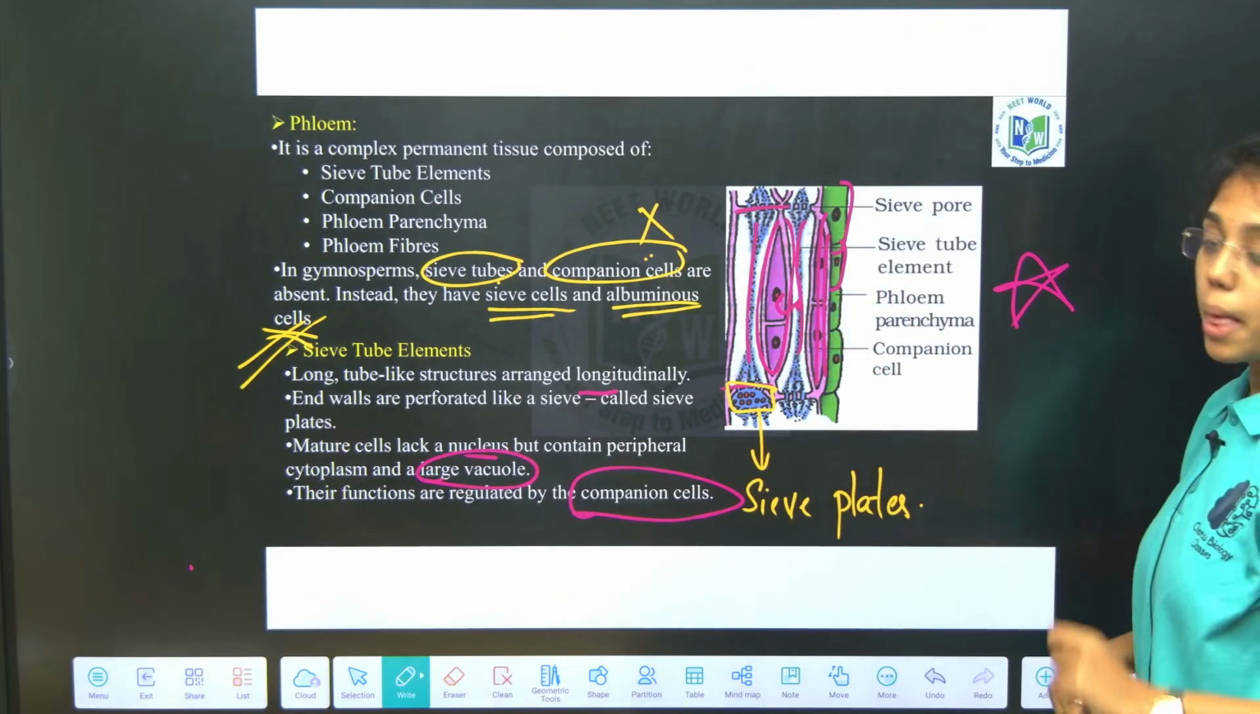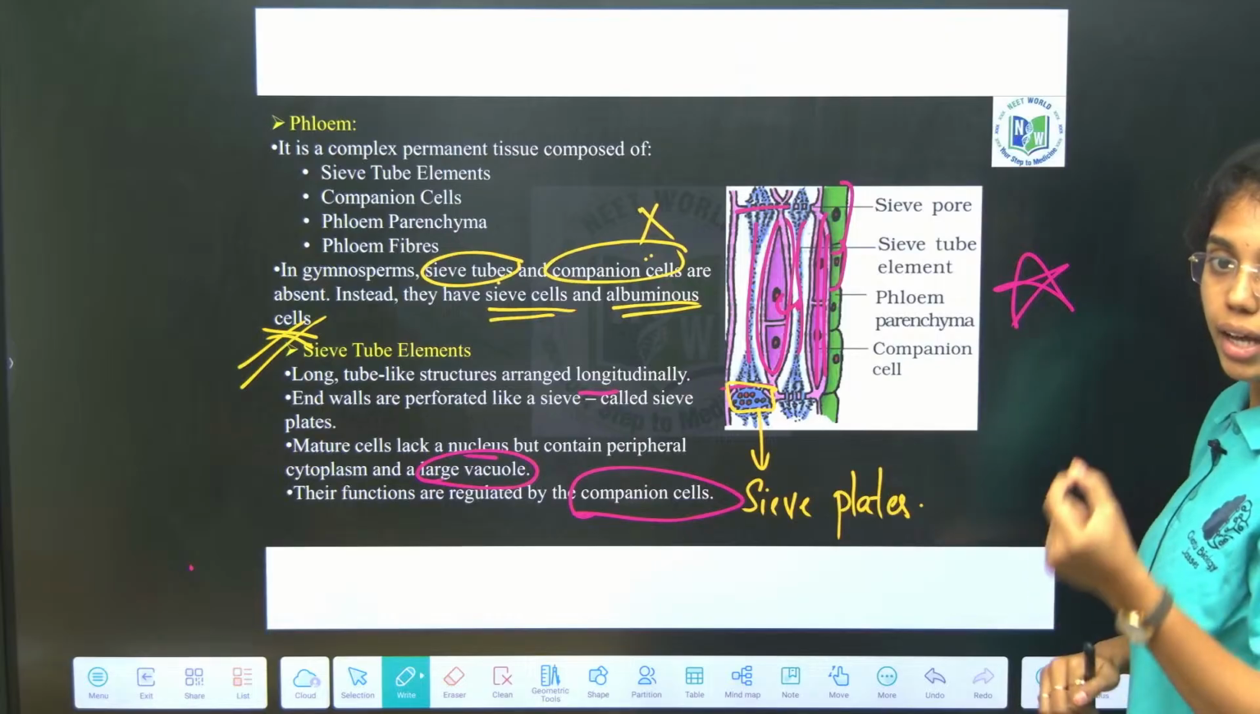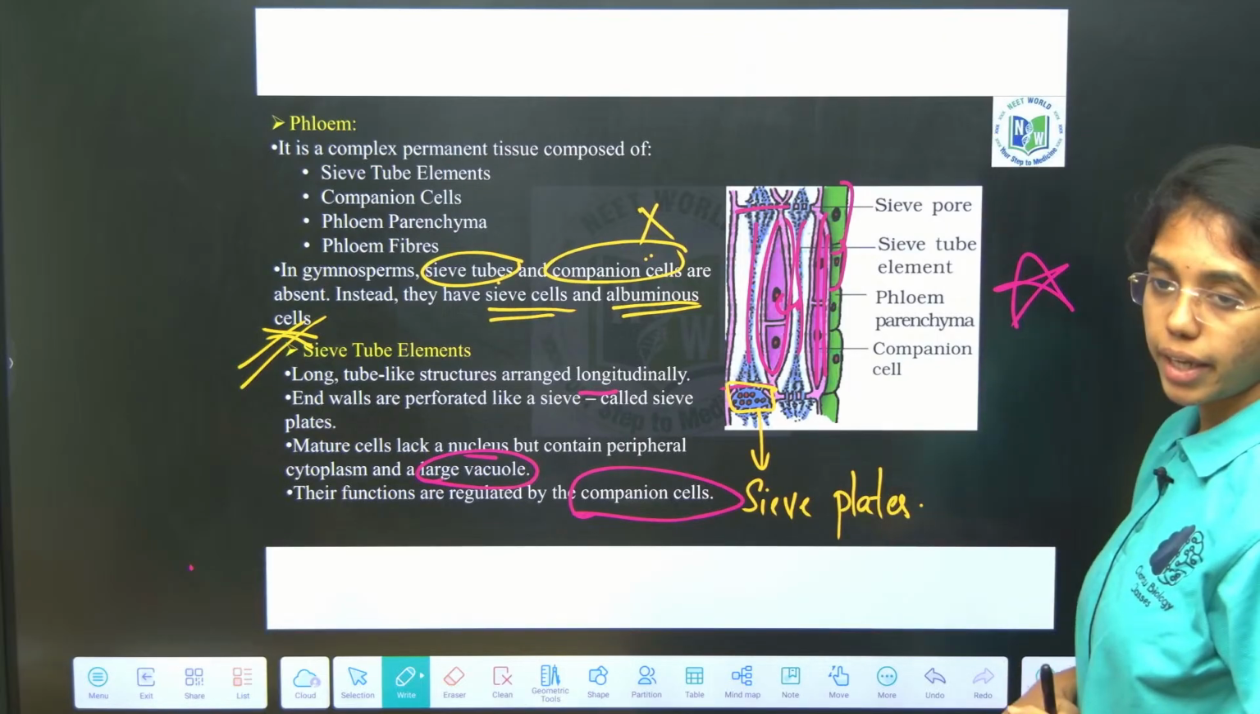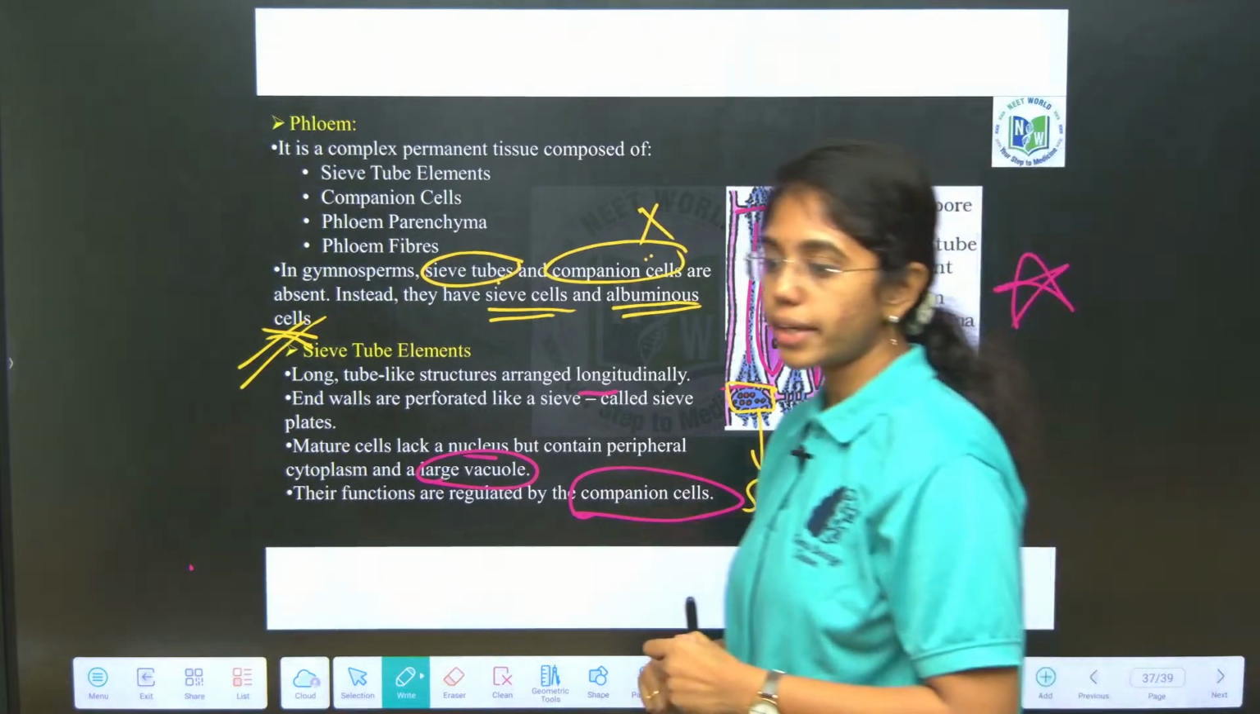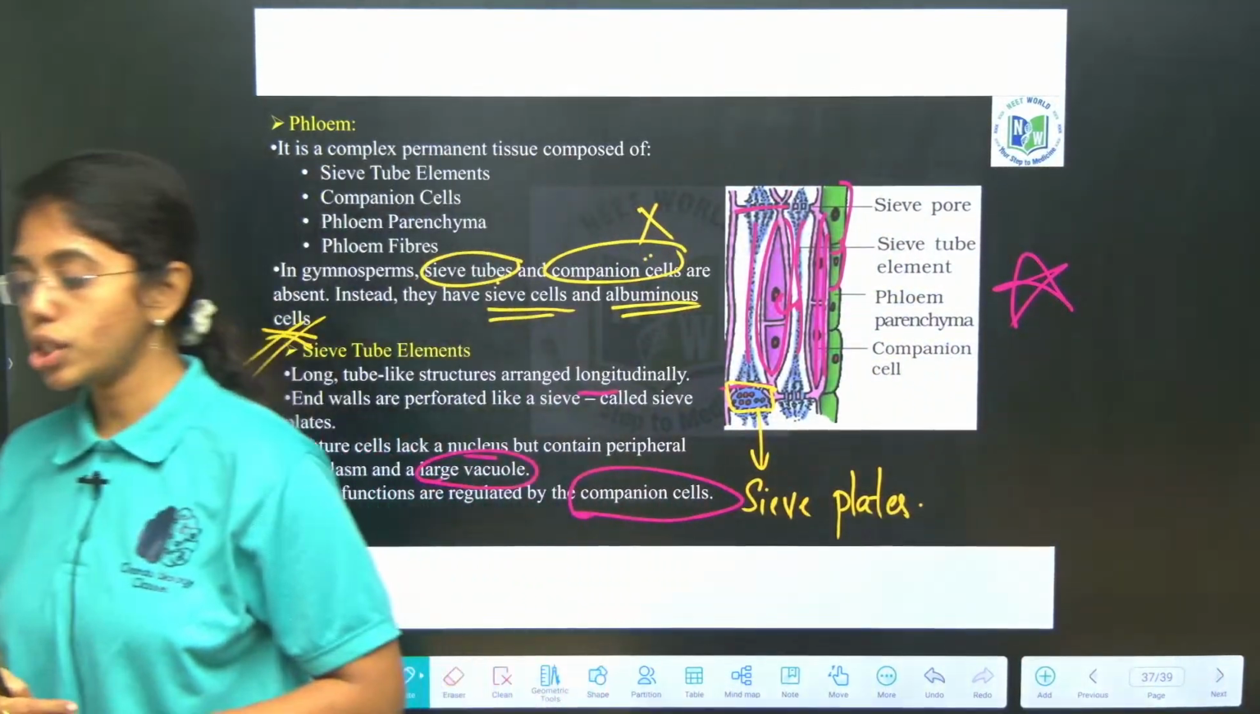Sieve tube cells. They are ontogenetically related and they are called sister cells. Take down: sieve tube cells and companion cells are ontogenetically related. They are called sister cells.